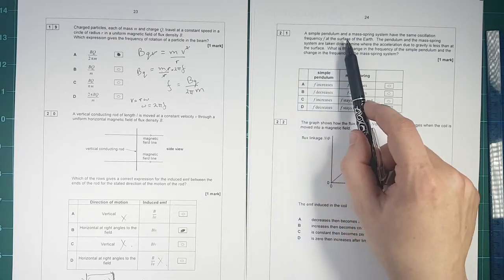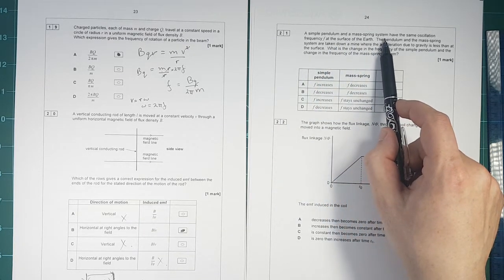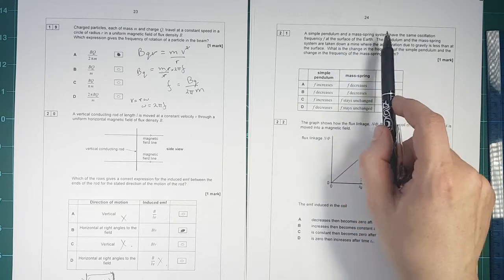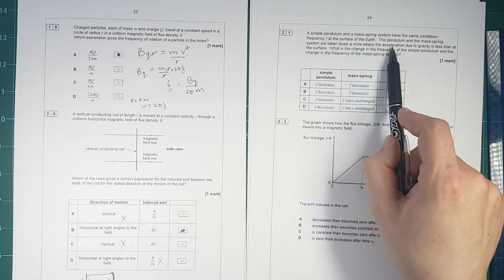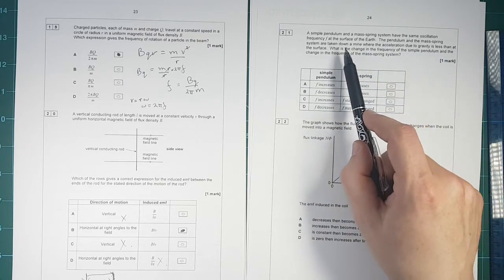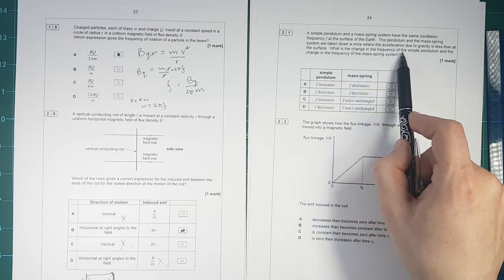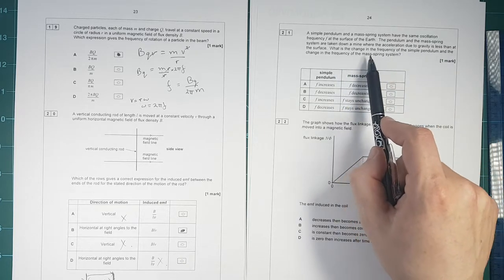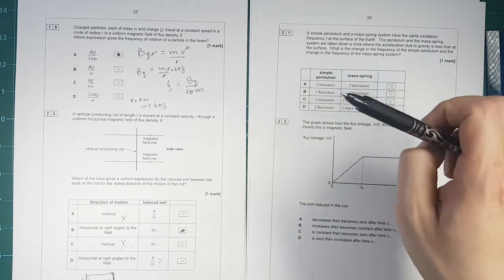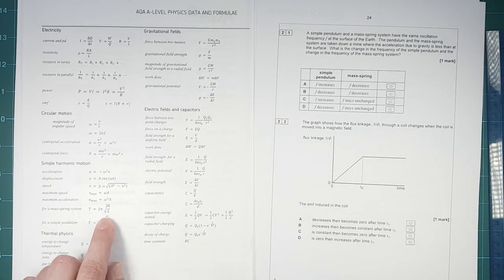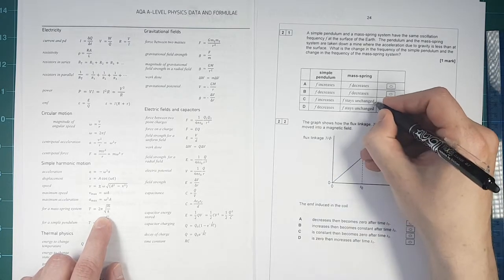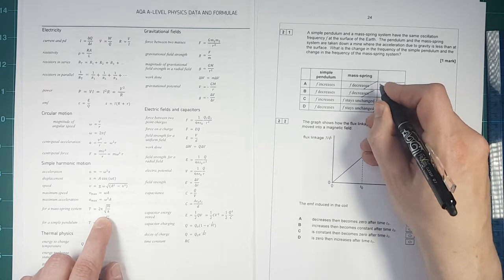Question 21. A simple pendulum system and a mass spring system have the same frequency at the surface of the Earth. The pendulum and mass spring are taken down a mine where the acceleration due to gravity is less than at the surface. What's the change in frequency of the simple pendulum and the change in frequency of the mass spring? Okay, so simple harmonic motion here. This is a common question. Sometimes you move it to another planet or something like that. The mass spring system stays unchanged. So it's either that one or it's that one. Those two are both out.